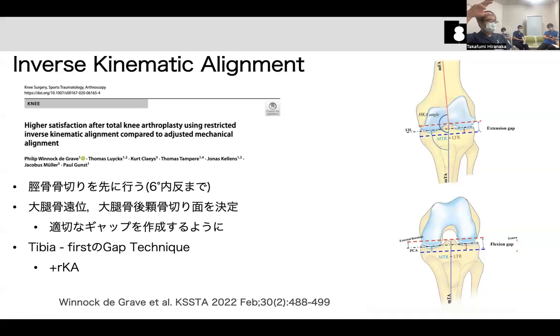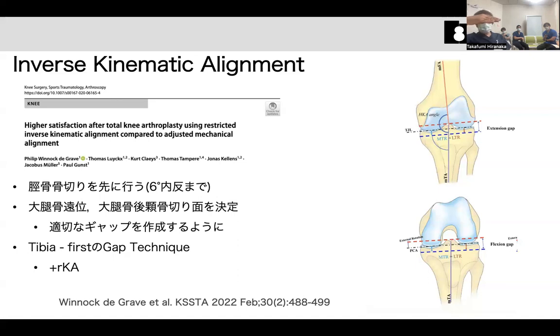So their priority is the stability, both alignment and the gap. So this is, in kinematic alignment, something like the true gap balancing technique. I cut the tibia first and cut the posterior condyle and the distal femur to make a parallel gap. And this is also reasonable. This is a tibia first technique. And this is a kind of hybrid technique.